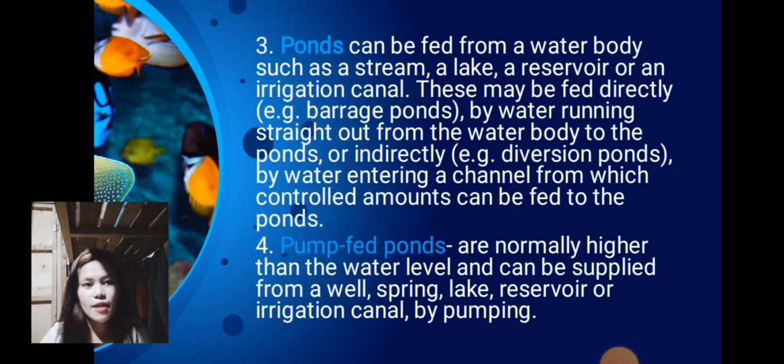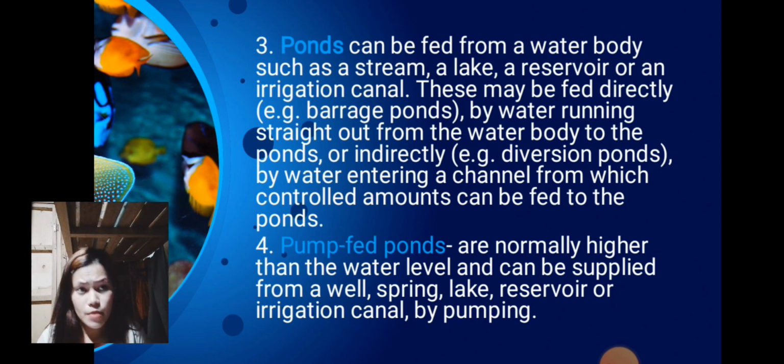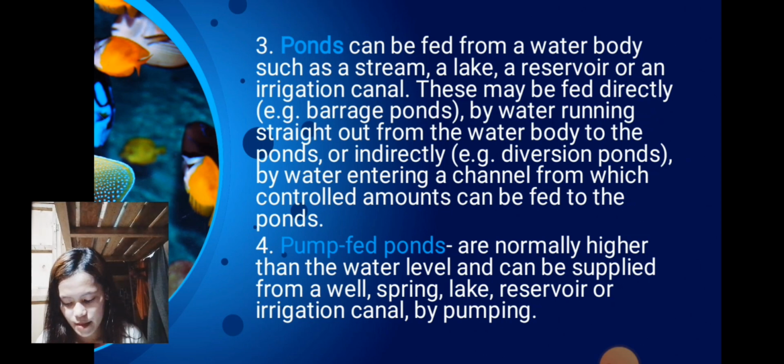So 3, ponds can be fed from a water body such as a stream, a lake, a reservoir, or an irrigation canal. This may be fed directly, for example barrage ponds, by water running straight out from the water body to the ponds, or indirectly, for example diversion ponds, by water entering a channel from which controlled amounts can be fed to the ponds. A pond is a small body of still water formed naturally or by hollowing or embanking.